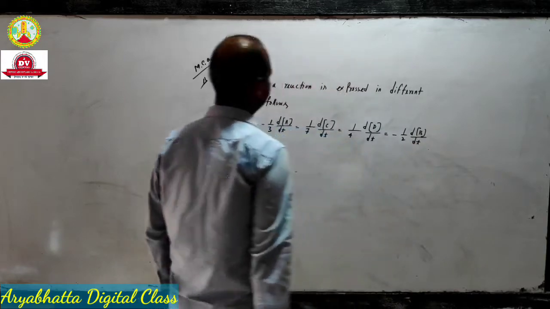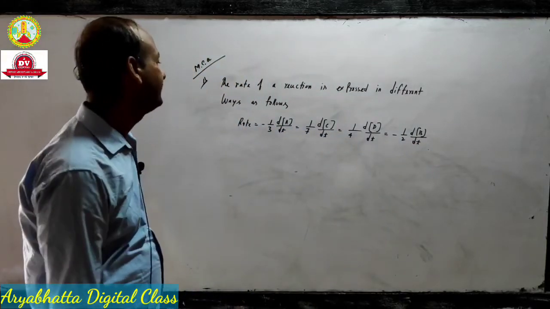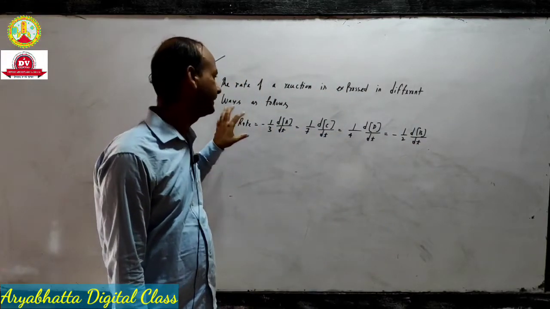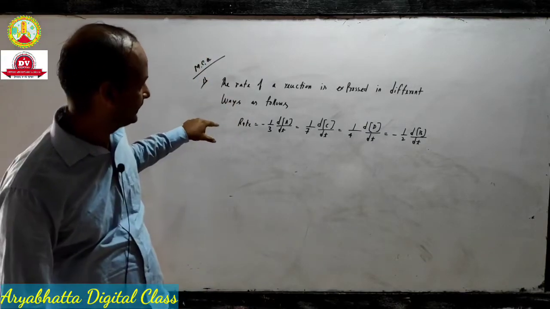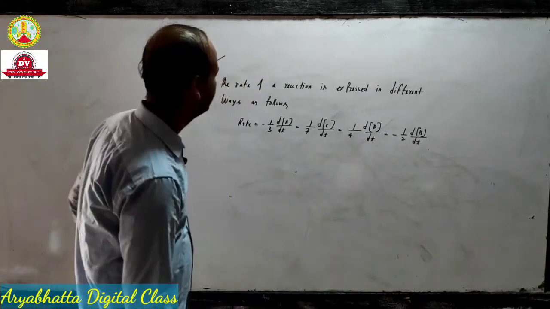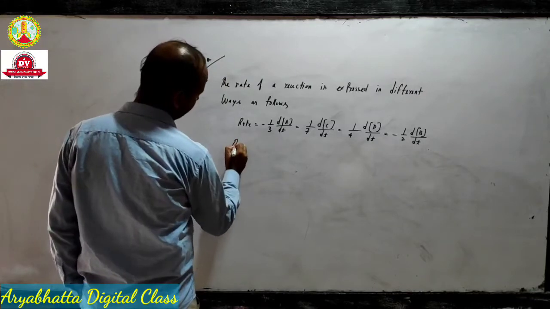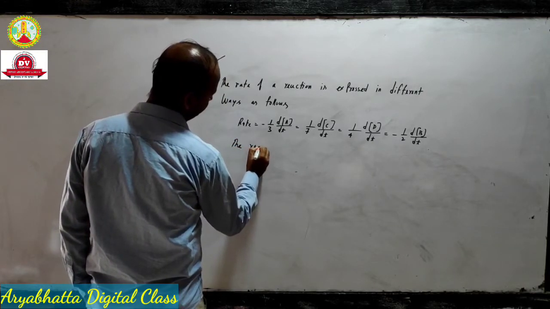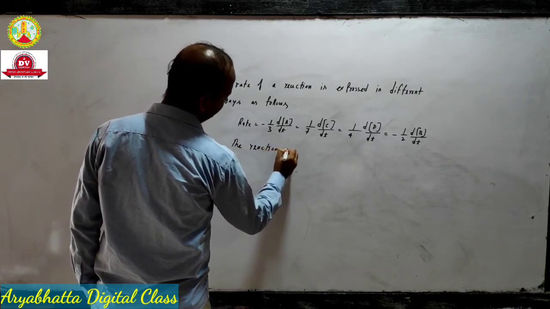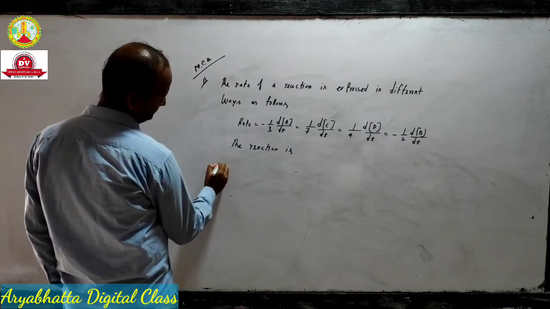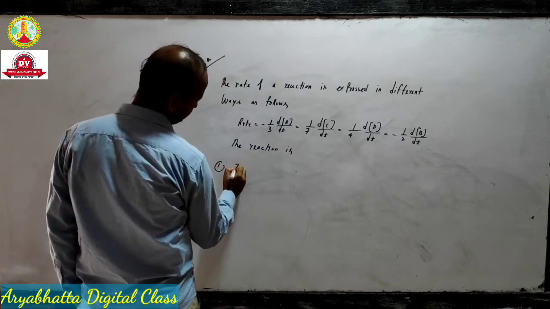Okay, now let's see. Suppose the rate of a reaction is expressed in different ways. Okay, so what will the reaction be? The reaction is, now देख लो. Suppose this is the number A option.